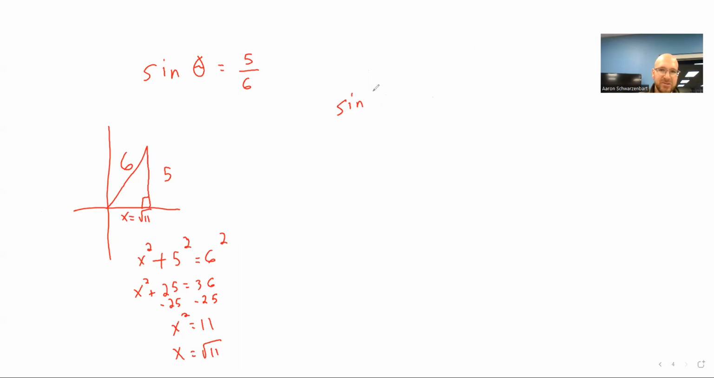I could find my angle. We'll do that in a second with a calculator. But sine of theta equals 5/6. Cosine of theta equals, theta is right here, always. So the adjacent side is square root of 11 over 6. The tangent of theta, opposite over adjacent, 5 over square root of 11.